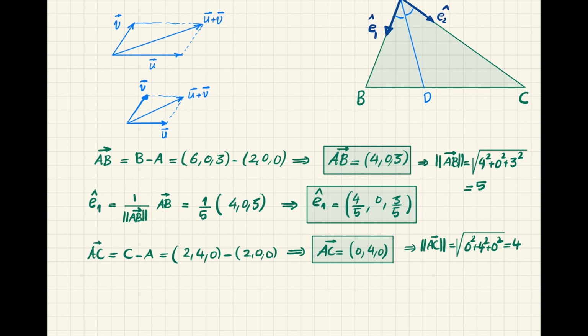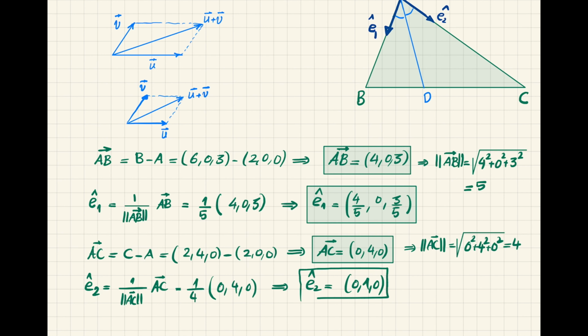And then if I want to find vector E2, this becomes 1 over the norm of AC multiplied by vector AC. So it becomes 1 over 4 multiplied by vector AC, which is 0, 4, and 0. If I multiply that, E2 becomes 0, 1, and 0. So this is exactly the j vector, but that's a coincidence.